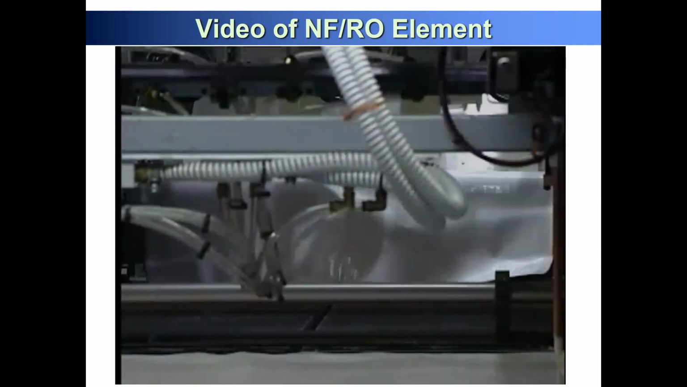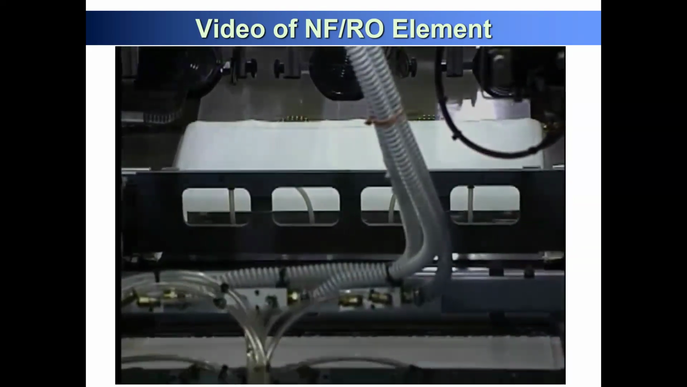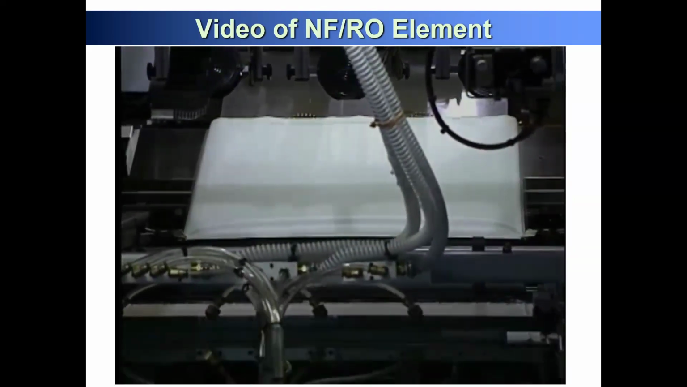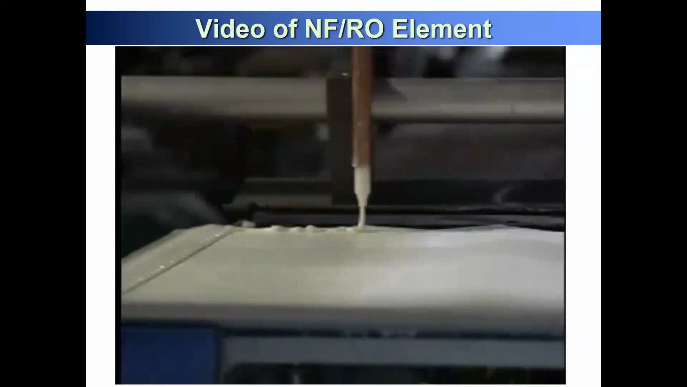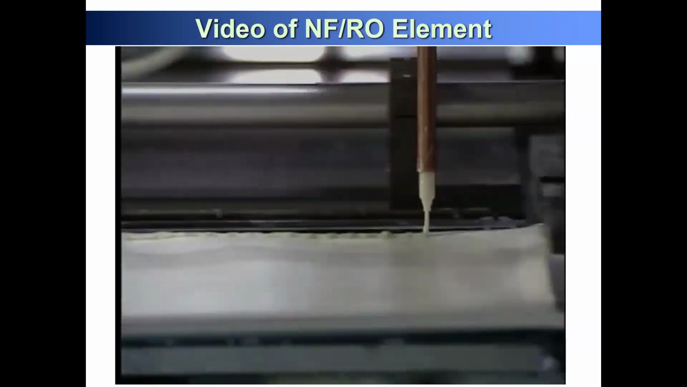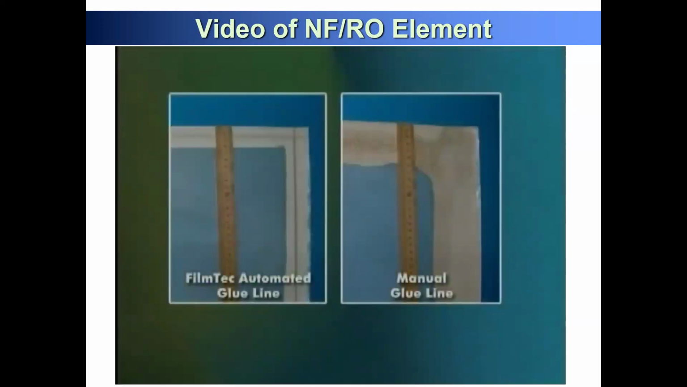Automation enables construction of more shorter leaves compared to manual rolling, resulting in a more efficient product that is less prone to fouling. Precise computer-controlled glue lines ensure the highest active area in the industry with guaranteed accuracy and minimize leaks, which can result in poor permeate quality.